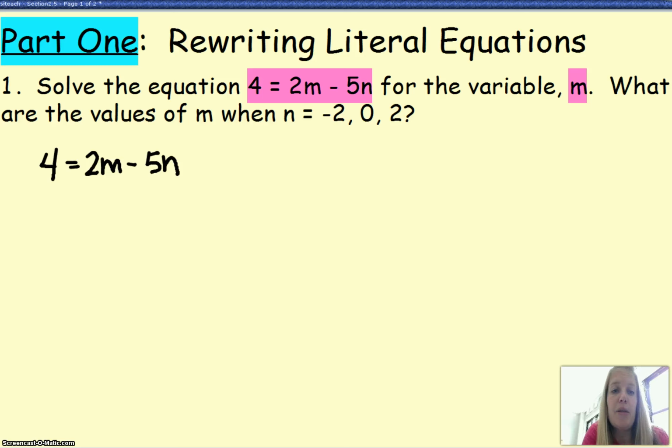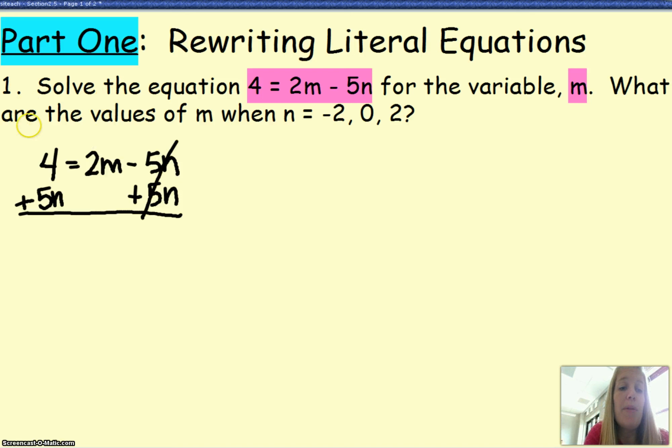So we need to start peeling things away. We need to get rid of the n, and we're going to add 5n to both sides so that we can start getting things away from the variable m. 4 plus 5n, you can't combine them. They're not like terms. You can't make it like 9n. So what you're going to do, and I always put the variable one first, 5n plus 4 equals 2m. So you can't put these two together, so you just write them down. The 4 was positive, that's why it's plus 4. The 5n was positive, so it's 5n.